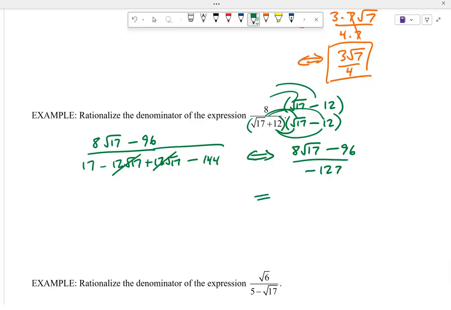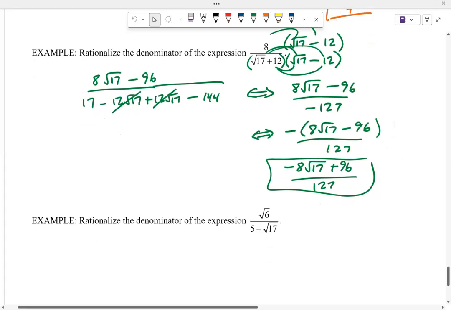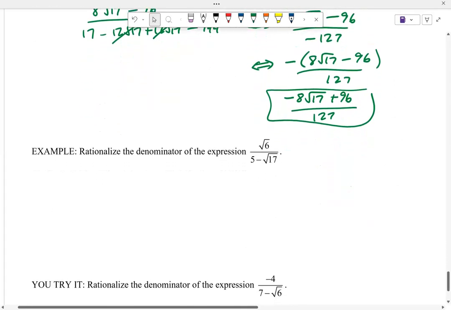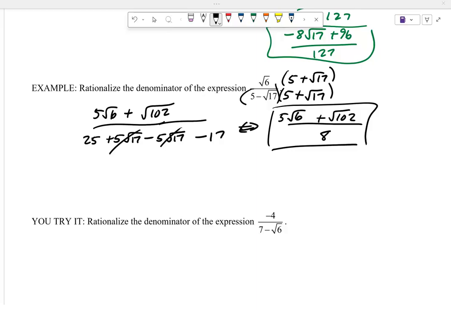And so let's go ahead and take that negative up top. So that would go to both terms. Or you can write that as 96 minus 8 root 17 all over 127. So you could do the same with those two. Go ahead and practice rationalizing those. It should end up with 5 root 6 plus square root of 102 all over 8.